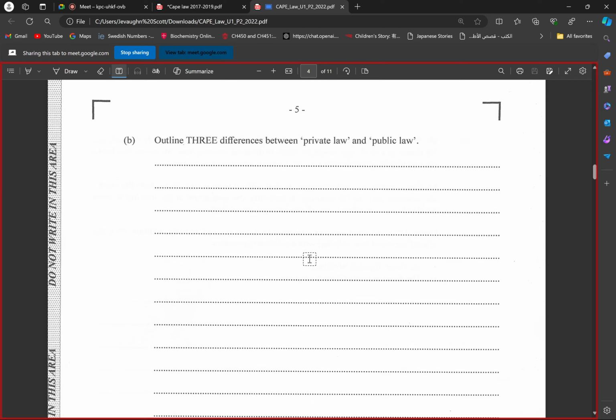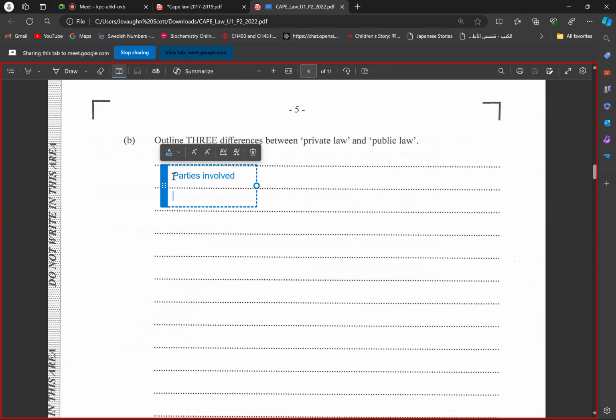So there are three different areas. We could categorize them into three different areas of differences, right? The parties involved, right? So for private, it would be individual and individual, and for public, it would be individual and state, right? So parties involved is the first thing. Just different principles, right?